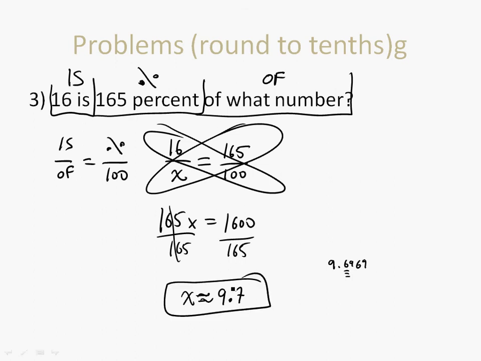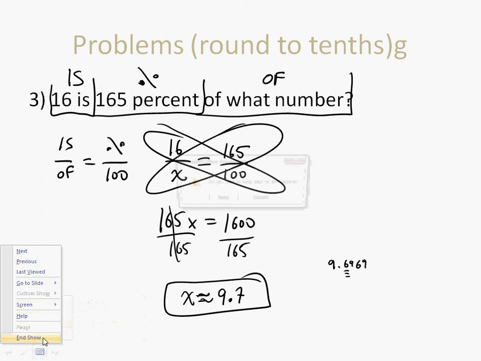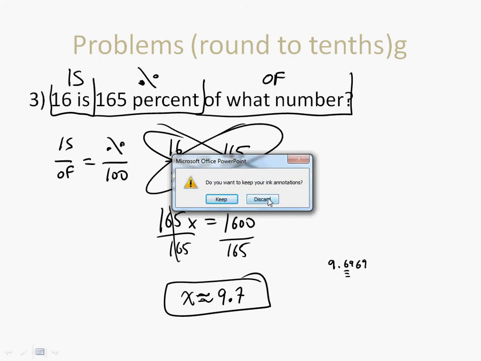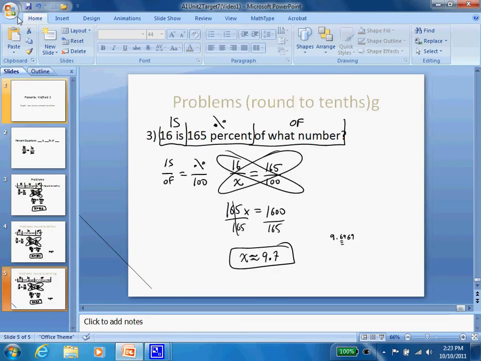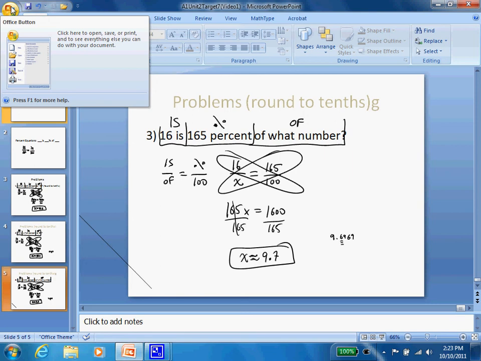So 165% of, or rather 16 is 165% of approximately 9.7. So that's one way to solve percent problems. Now you're going to go look at a different way to do it, and then you will pick which of the 2 methods you like the best and which one you're going to use.